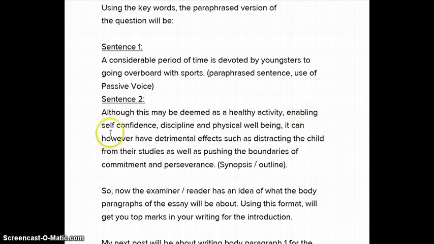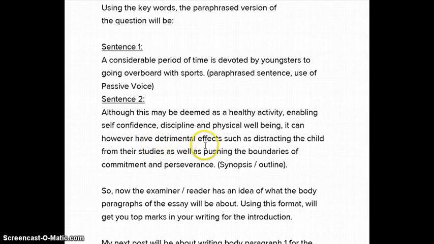It allows you or the child to have self-confidence. It gives the child discipline, and discipline means that you know that a certain time is for a certain activity. You don't waste your time. You think about something before you do it. That basically is the meaning of discipline. So it's very good. It allows self-confidence, discipline, and physical well-being. It can, however, have detrimental effects. It can also be negative. So this is where I'm telling the examiner that these are the disadvantages of doing lots of sports.